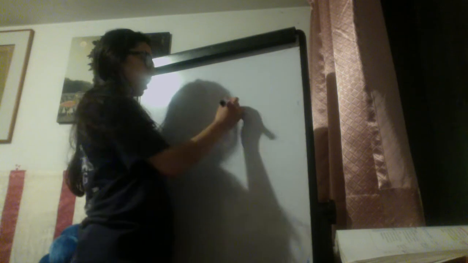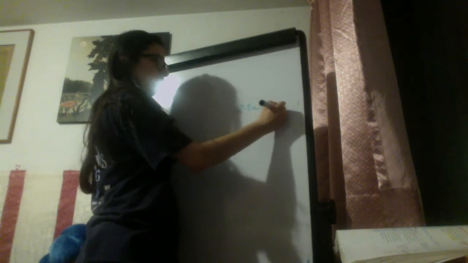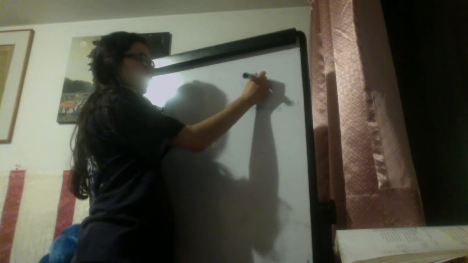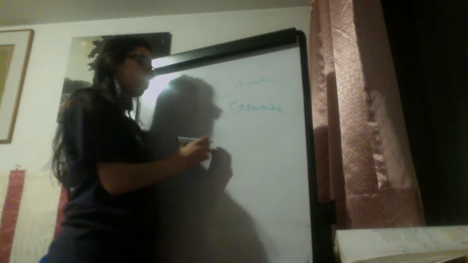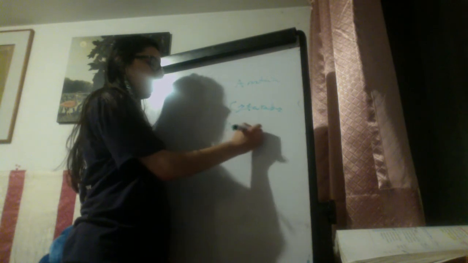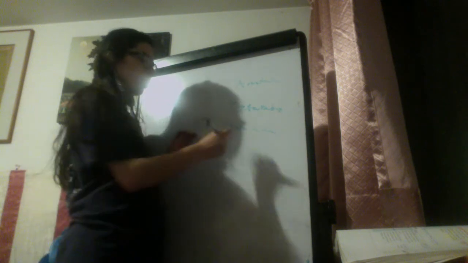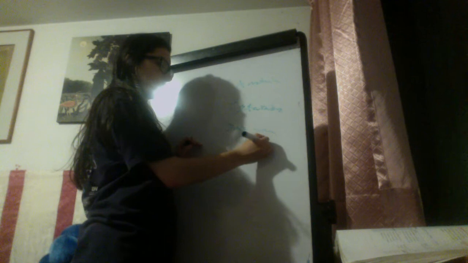Now we're going to talk about cytarabine. Cytarabine is an antimetabolite. The mechanism of action is that it's a pyrimidine analog, so it will bind to the DNA polymerase and act as a chain terminator.